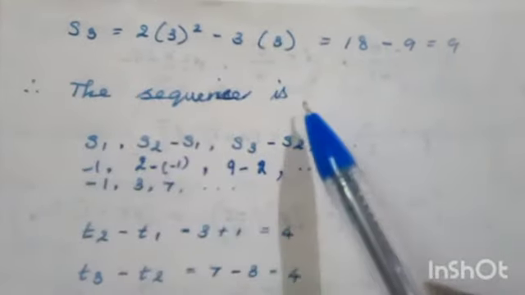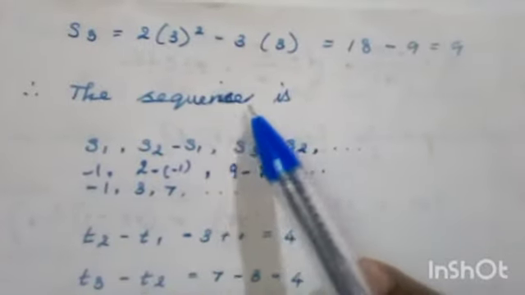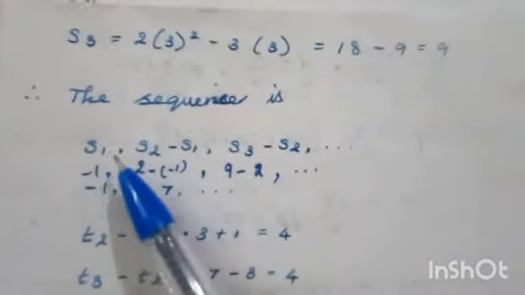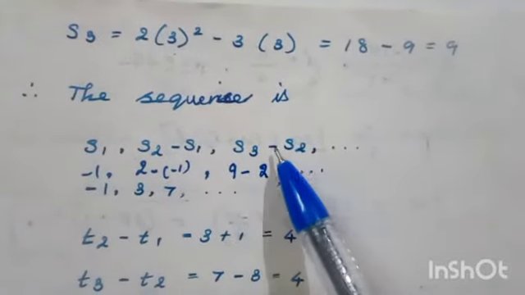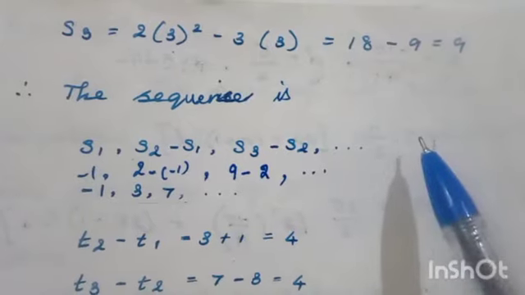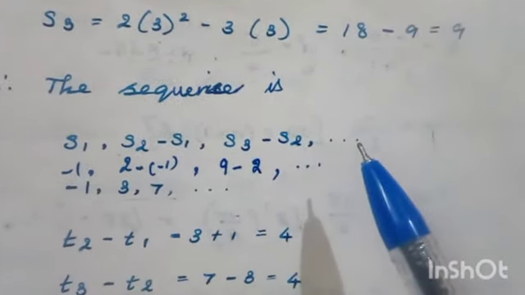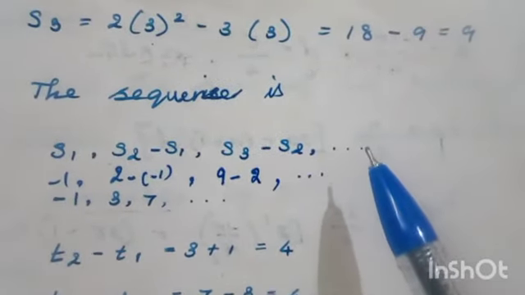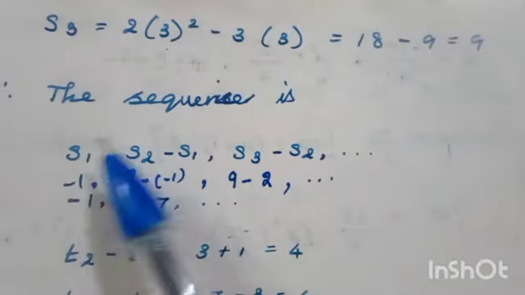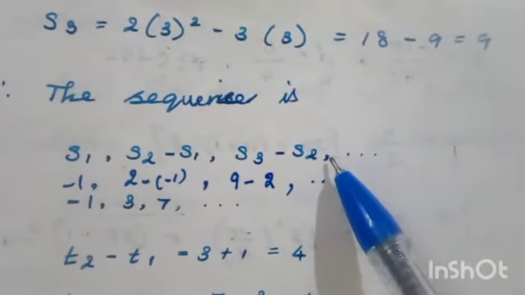The sequence is S1, S2 minus S1, S3 minus S2, etc. That is the sequence. So here we found S1, S2, S3. Using that S1, S2, S3, you have to make it as one sequence. So that is S1, S2 minus S1, S3 minus S2.